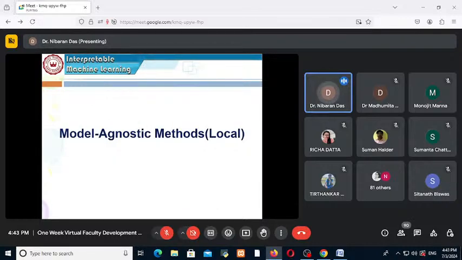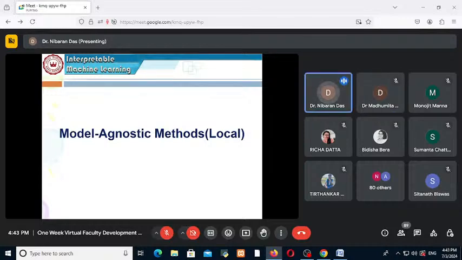So any question till now? We are now going to start model agnostic methods. Any question? Is there any question here? No, sir.